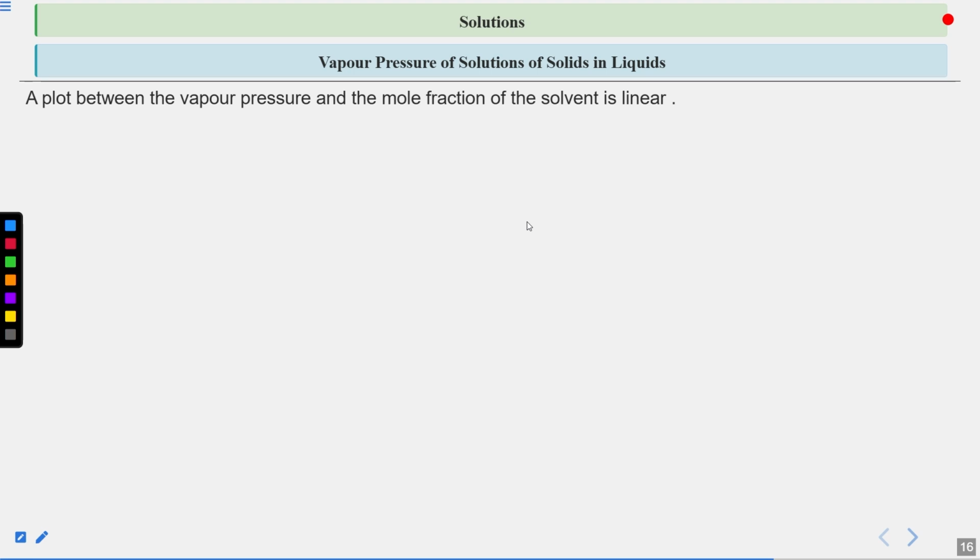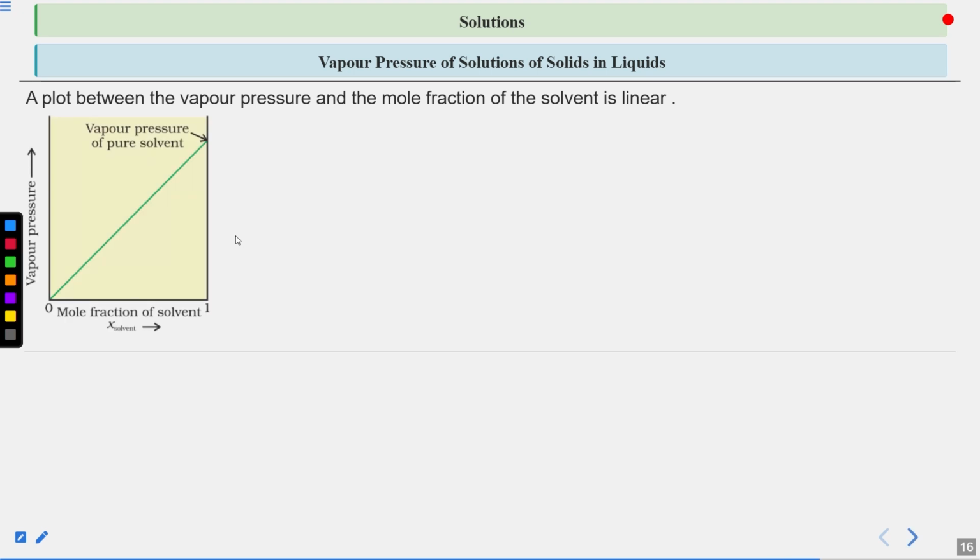Now, if we plot a graph for this type of solution, we don't have to worry about the mole fraction of the second component, as it has no pressure, because solids are not applying pressure on the side walls of the container that we have kept it in. With that in your mind, you will get a straight plot for a solid and liquid solution, where the vapor pressure is increasing only due to the increase in mole fraction of the solvent, which is liquid and more volatile.